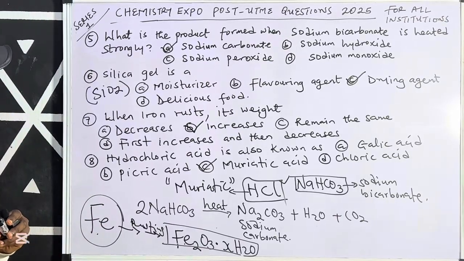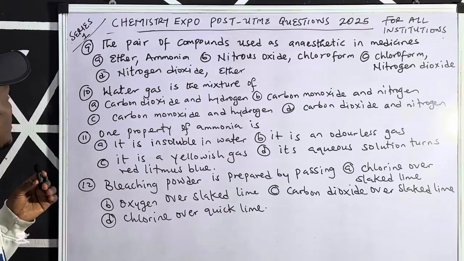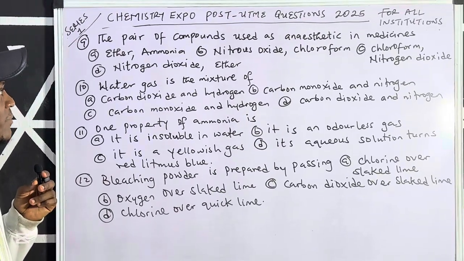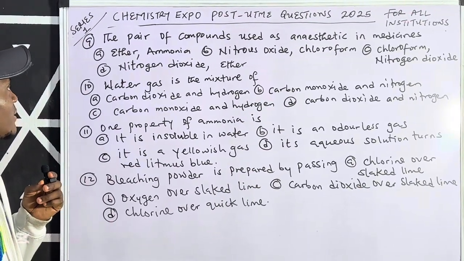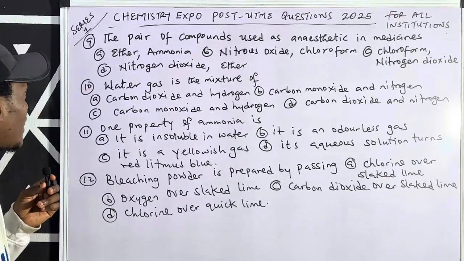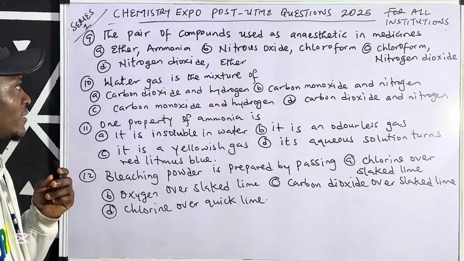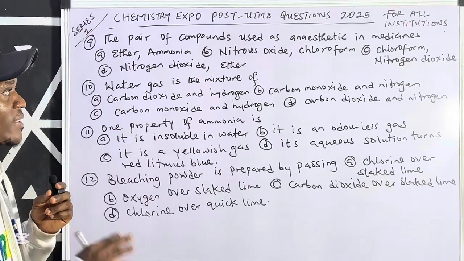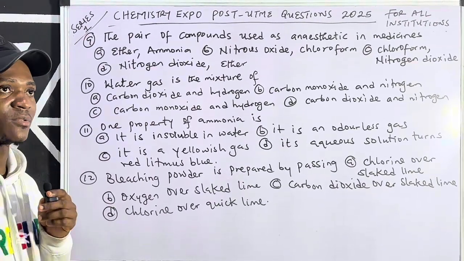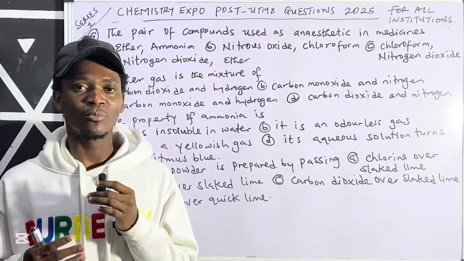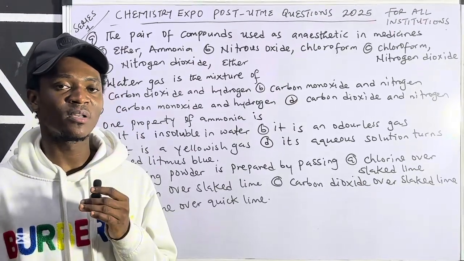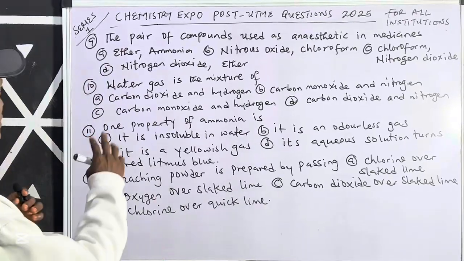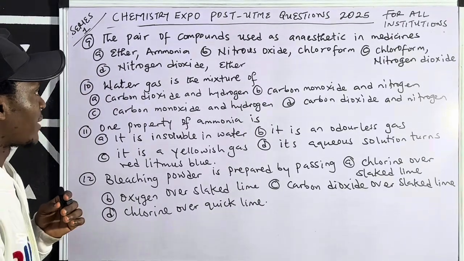Then let's see the next question. Question 9. The pair of compounds used as anesthetics in medicine is dash. Now option A is ether and ammonia. That's far from it because ether is used as solvent, so it's not used as anesthetic. When we say anesthetics, we are talking about what is used to make somebody temporarily unconscious, especially during major surgical operations. So this option A is outside it, it's not part of it.